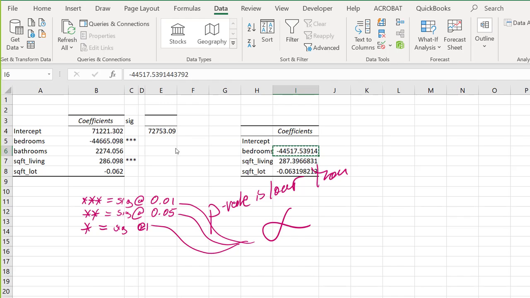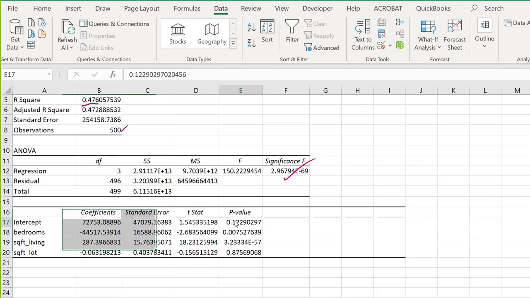Bedrooms, Control X goes to bedrooms. That one goes there. Square foot living, X goes to square foot living. That one goes there. Square foot lot, Control X goes to square foot lot. That one goes there. And you'll notice that I'm missing this one, right? Because I threw it out. It's perfectly acceptable. And then I go back to my reg 2 and I grab the p-values.